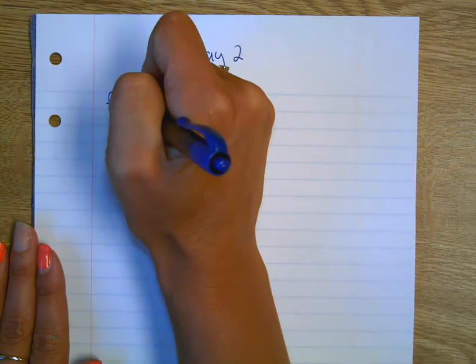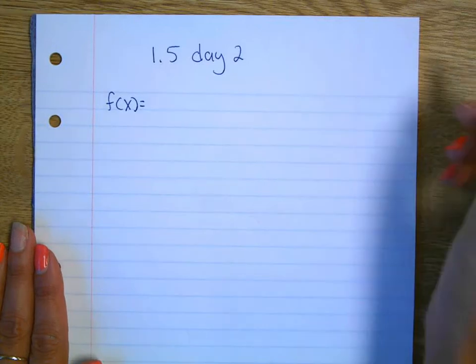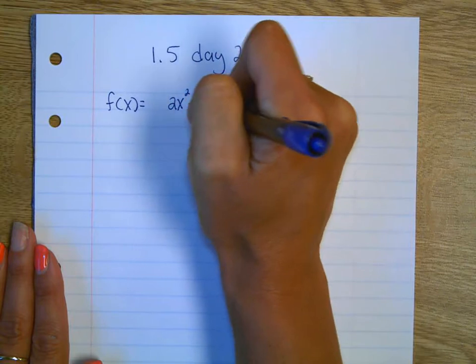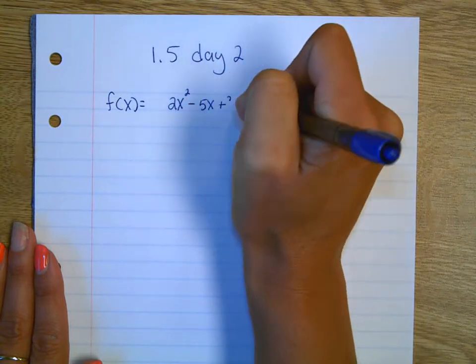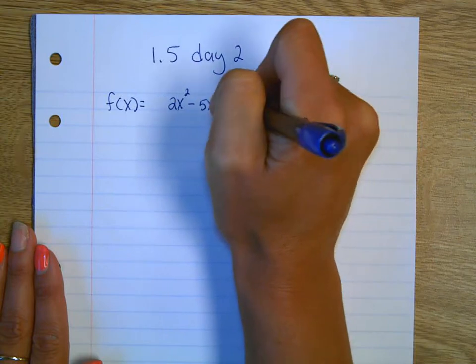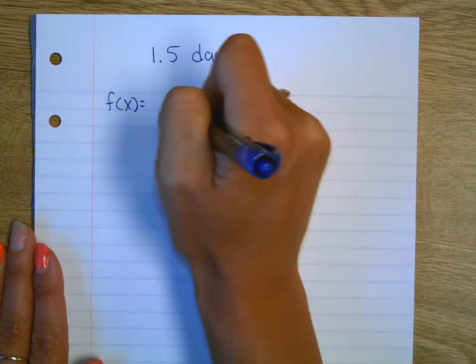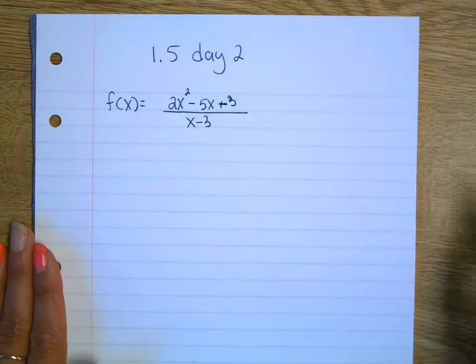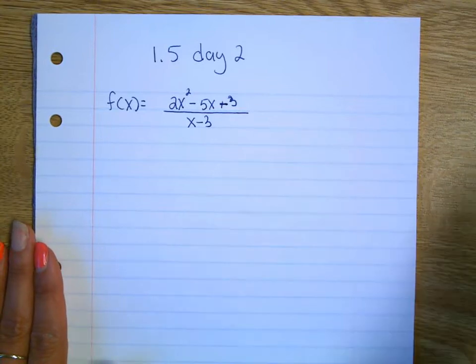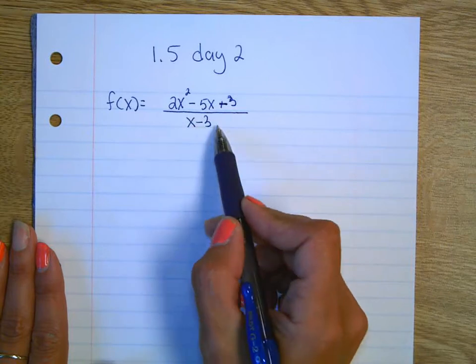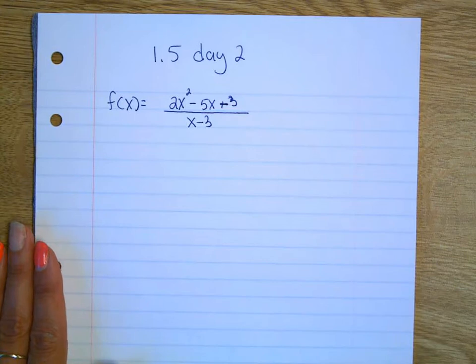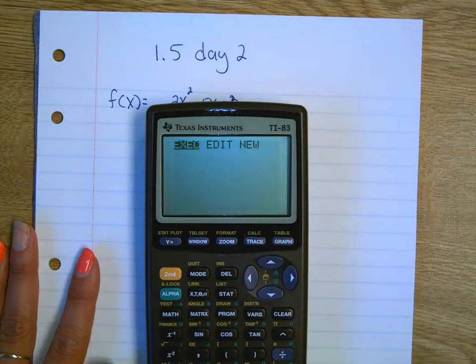So if I have the function given by the quantity 2x squared minus 5x minus 3, all divided by x minus 3. First thing I want you to be able to do is sketch the graph and know if there's any discontinuities. Automatically you should know, I can't divide by 0, so there's a discontinuity at positive 3. If we type it in, we should be able to see whether it's a hole or an asymptote.